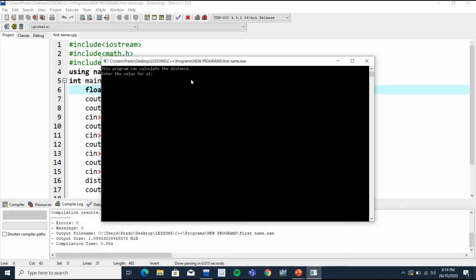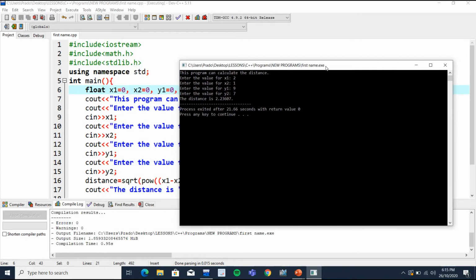So, this program can calculate the distance. So, enter the value for x1, which is, for example, 2. And then, enter the value for x2, for example, 1. And then, y1, 9. And then, y2 is 7, for example. So, the distance is 2.23607. So, ito na po yung pinaka-sagot.